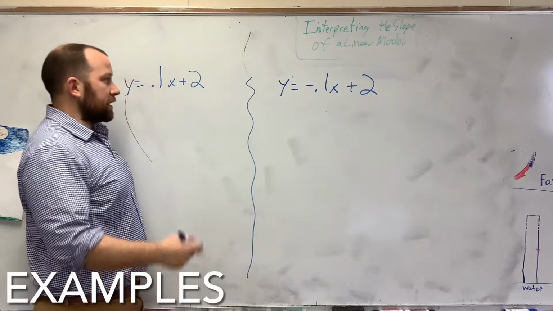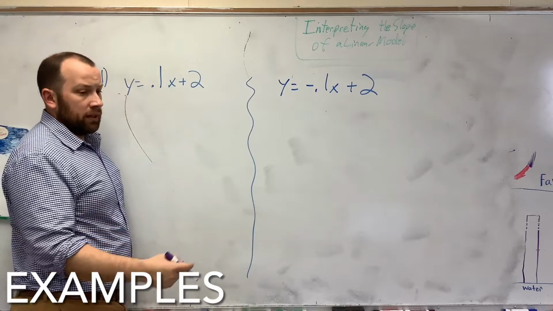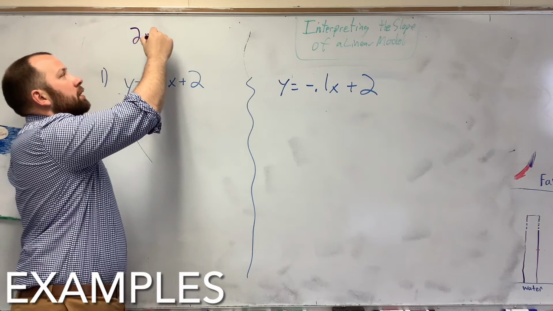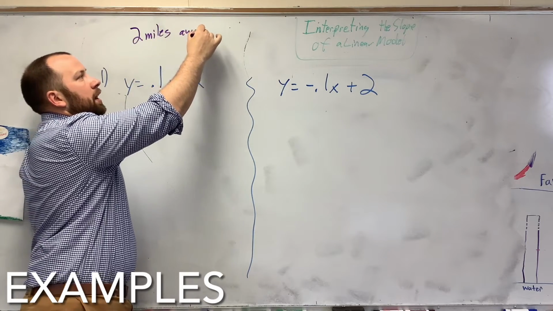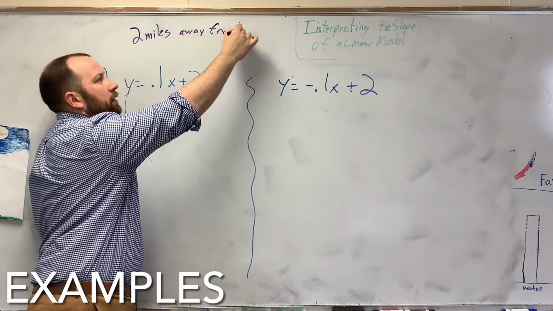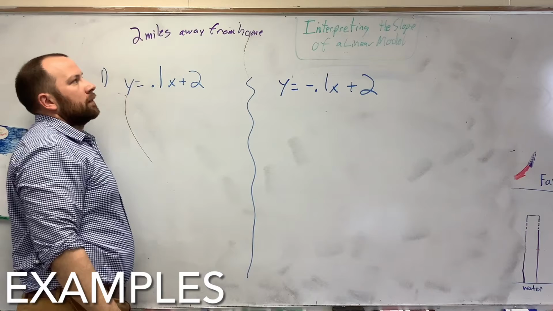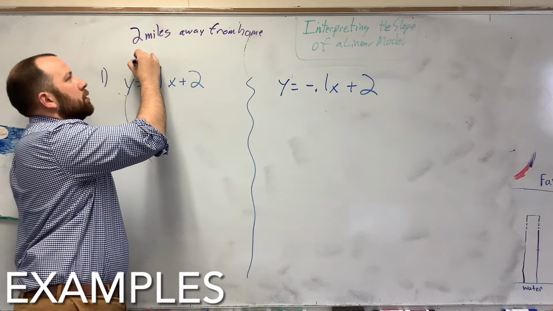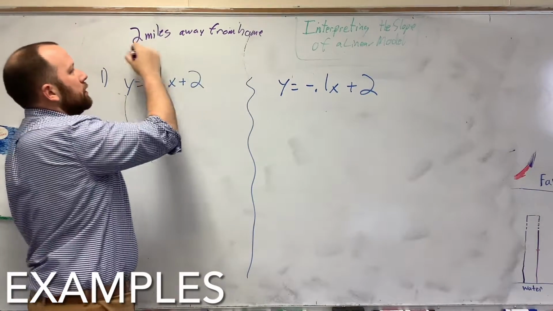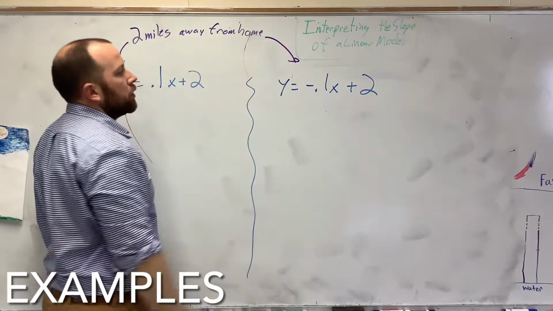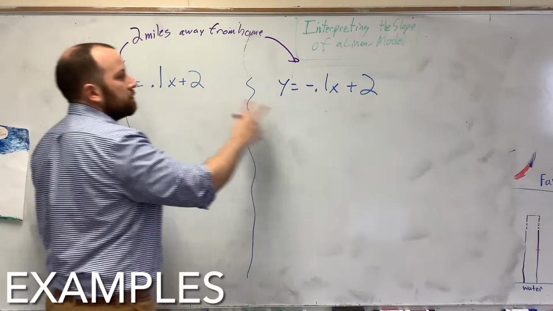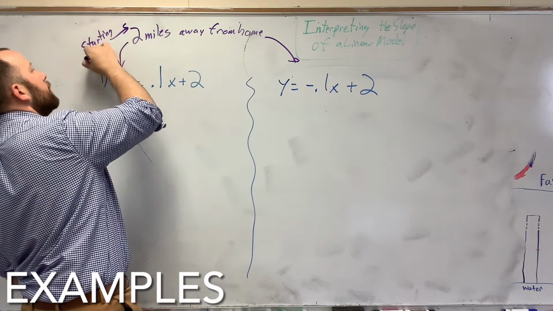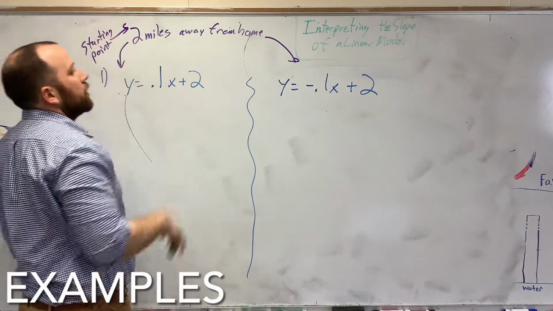And how I can write this is if I had a story, the story that was given is you are 2 miles away from your house. Now, if I want to keep running away from my house more, say I'm 2 miles away from the house. That's for both of these. How do I know that it's for both of them? Because that's my starting point. My starting point is my y-intercept. I'm starting 2 miles away.